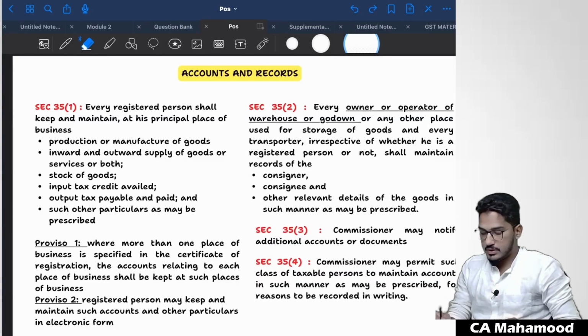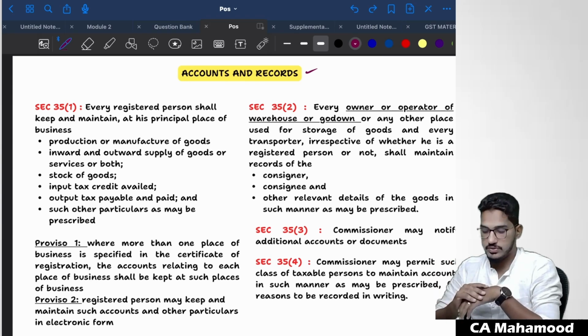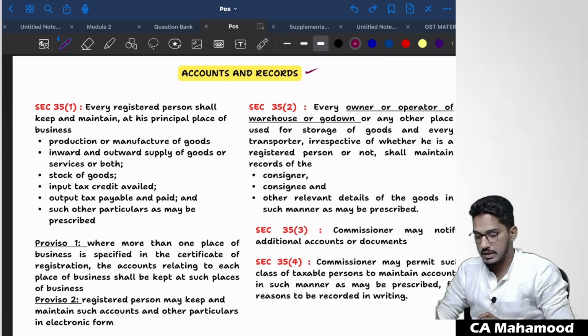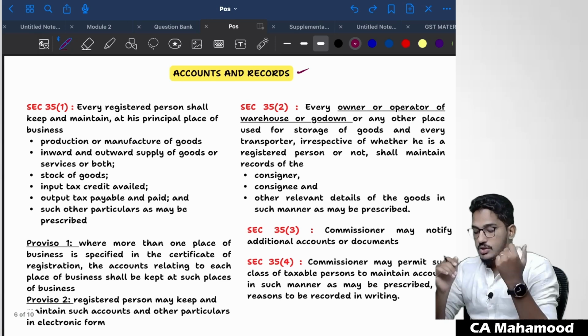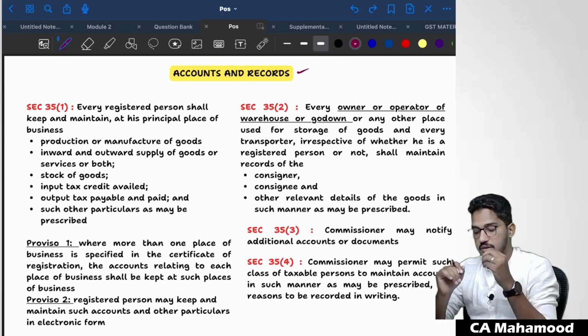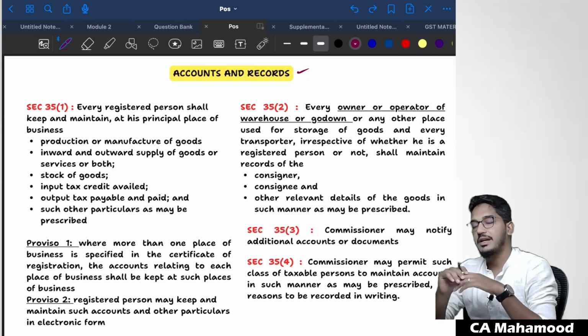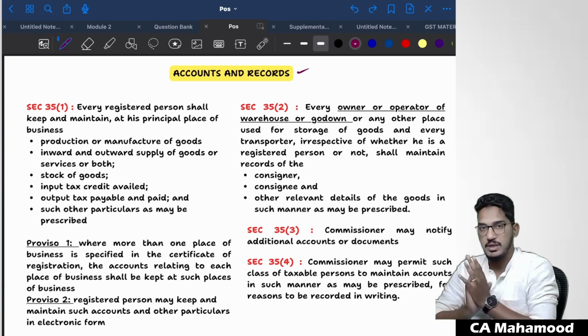Now we will start revising the chapter accounts and records. Previously we finished revising the chapter place of supply. Now we are going to take up the next chapter for revision, which is about accounts and records. Like place of supply, this chapter accounts and records has also been added under the new scheme only. You will not find this chapter under the old scheme. Since this topic has been added under the new scheme, there is a high chance of getting a good number of questions from this chapter.